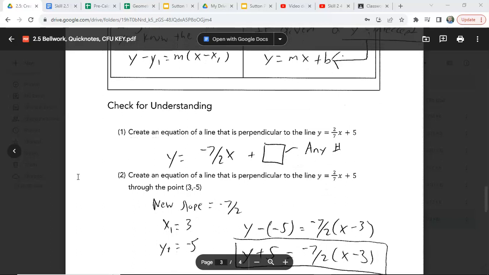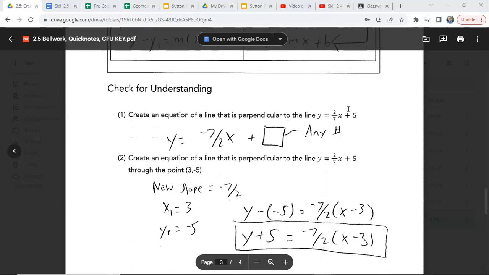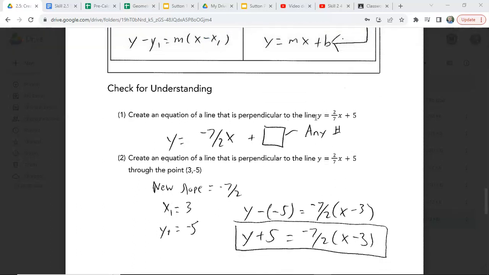So create an equation of a line that is perpendicular to this line. You need to make sure you have the -7/2 as the slope. That's the opposite reciprocal slope. You can put in any b value, any y-intercept there, it doesn't matter, as long as you have the right slope.